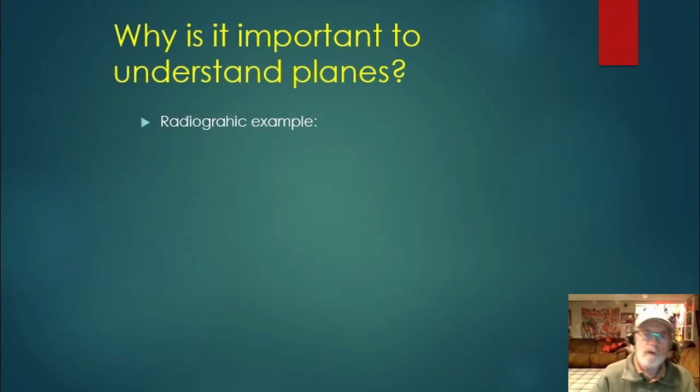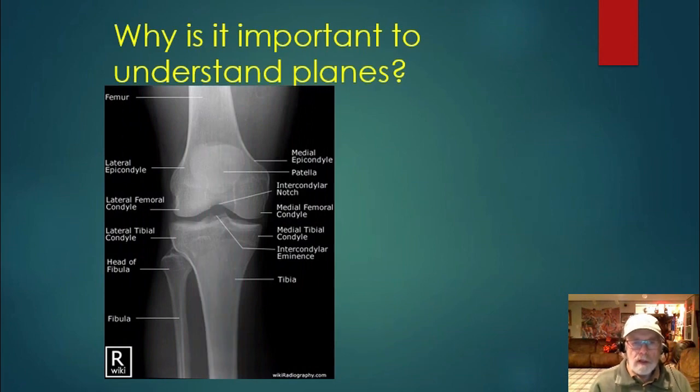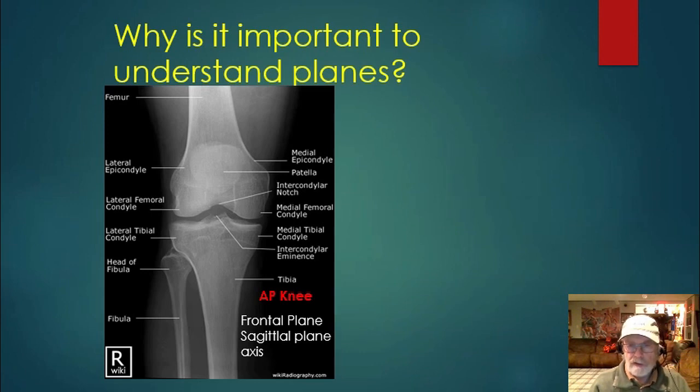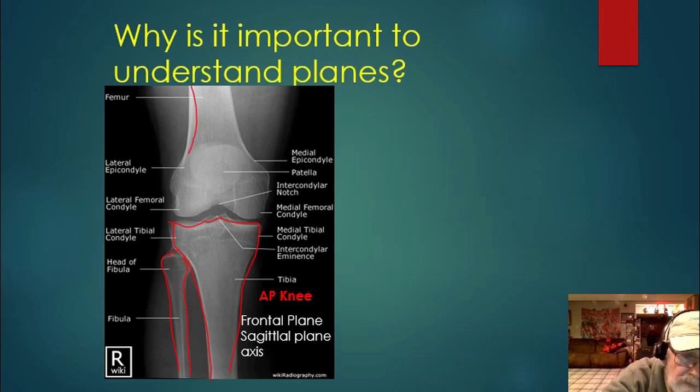Okay, let me give you some radiographic examples here. This is a knee. It's called an AP knee. It's on the frontal plane, so therefore it has a sagittal plane axis. Now here's what I want you to do. You can see this knee. Here's the fibula right here. If you don't know much anatomy, that's on the lateral side of the leg. Here's the tibia coming down here. We'll talk about those. You'll know those real soon. Here's the femur, and here's the patella, sitting right here, the kneecap.